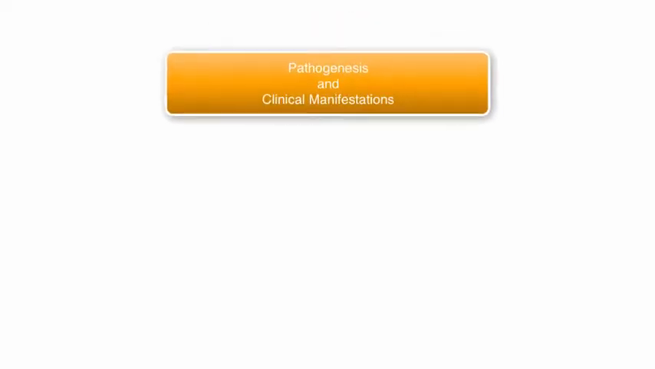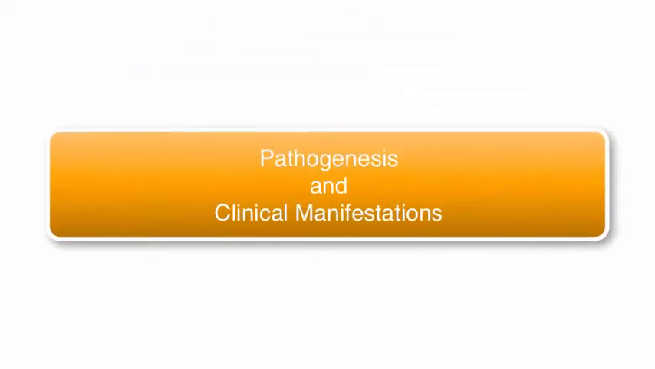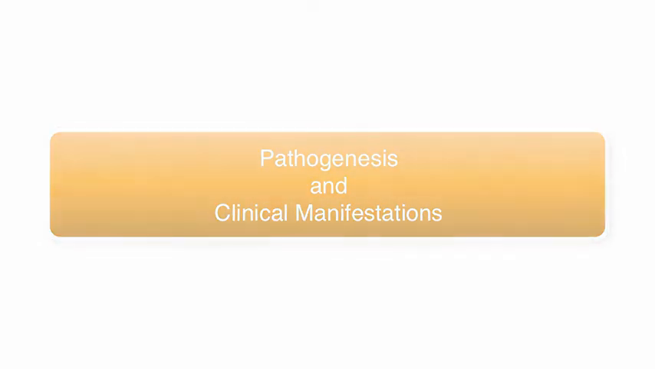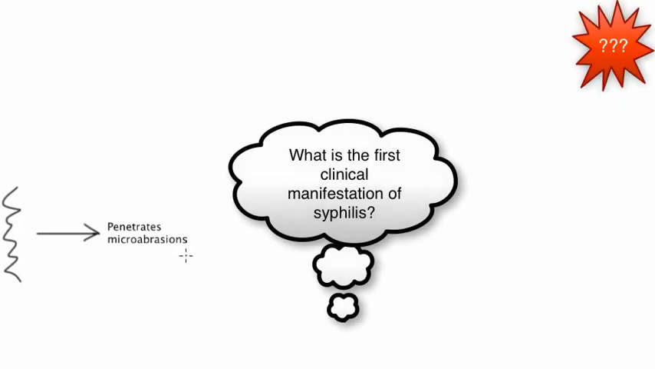So let's spend a little bit of time now talking through the pathogenesis of a syphilis infection, correlating it to what's going on in terms of clinical manifestations of disease. Syphilis gains access to the body by penetrating microabrasions in the skin and mucous membranes. Does anyone remember what the first clinical manifestation of syphilis is?